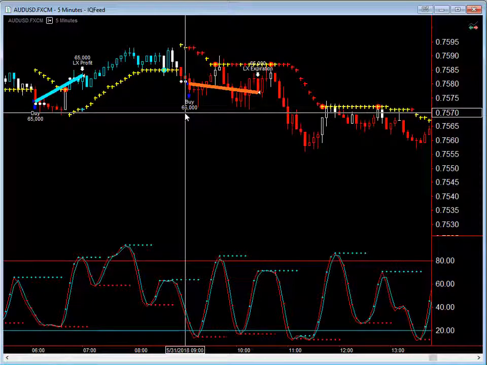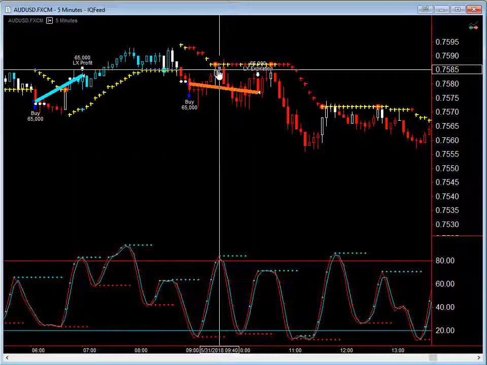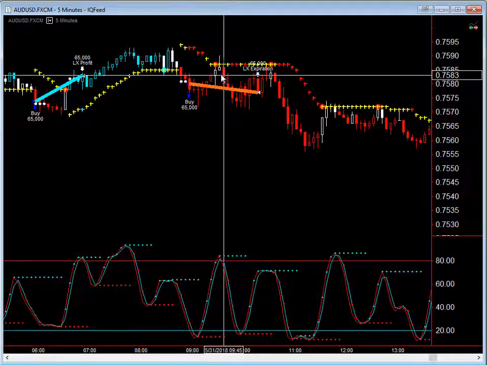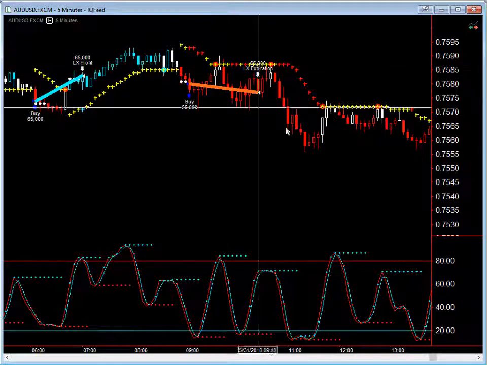Now, this is one, at the time that you really had the entry, you didn't know that it broke through the congestion dot. And this is one, again, you see that it came back to test that ATR. If you were in this trade, this is your exit point. It's not flipping that ATR. You need to get out.